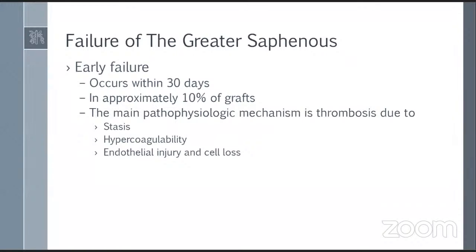There are three types of graft failure when it comes to the saphenous vein. The first type is the early failure, which happens within the first 30 days post-op. It happens mainly in 10% of the grafts, and the main pathophysiologic mechanism is thrombosis. It happens due to three main reasons, which are part of Virchow's triad: stasis, hypercoagulability, and endothelial injury and cell loss.